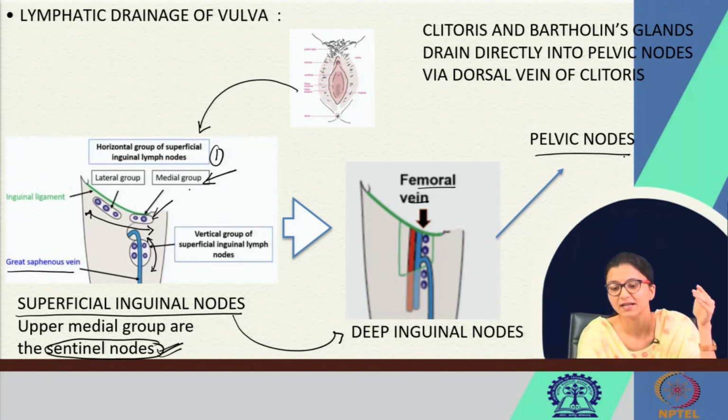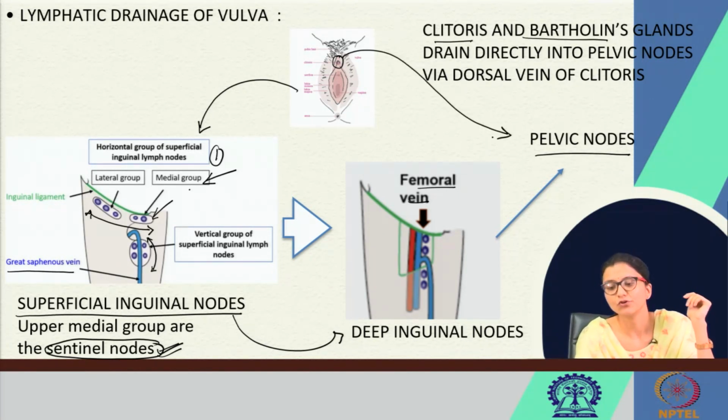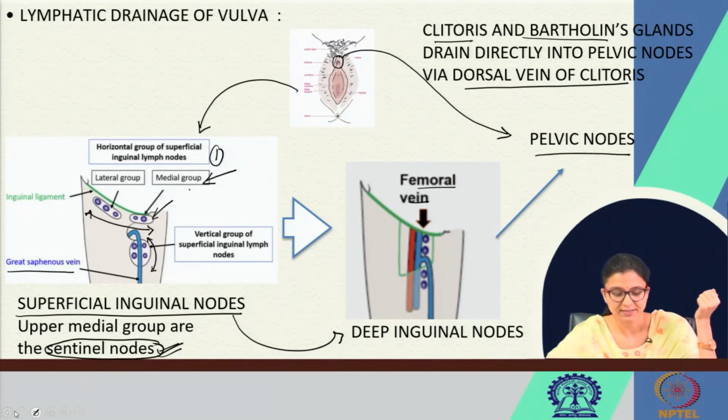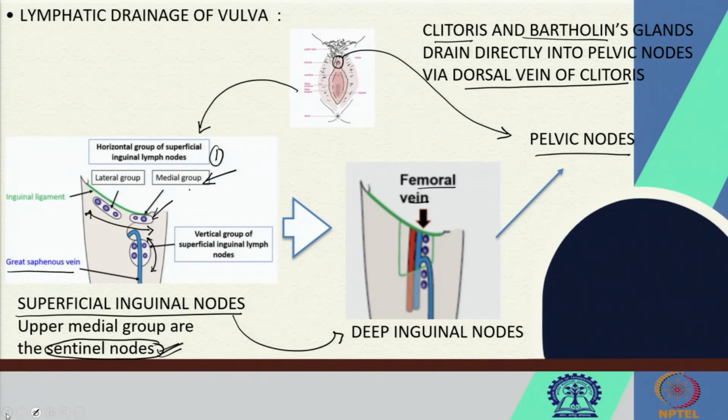Sometimes, as I have already told, the lymphatics of the clitoris and Bartholin gland directly drain into the pelvic nodes via the dorsal vein of clitoris. Why is it important? Because any tumor or any cancer of the clitoris can involve the pelvic lymph nodes directly, bypassing these inguinal lymph nodes, and that will aggravate the disease and will lead to much faster spread. So, today we have discussed the vulva. In the next class we will discuss the anatomy of vagina.